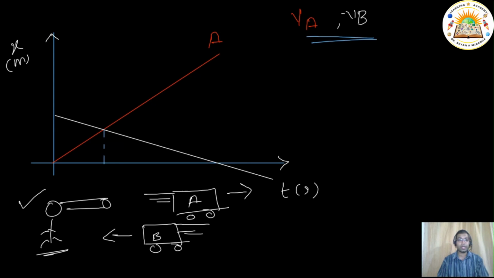So now, this brings us to the end of this chapter. As a recap, let us have a look at what all we have studied in this particular chapter, the formulas that are there, and then we will move on to the numericals. So let us look at the recap. We saw the difference between distance and displacement.